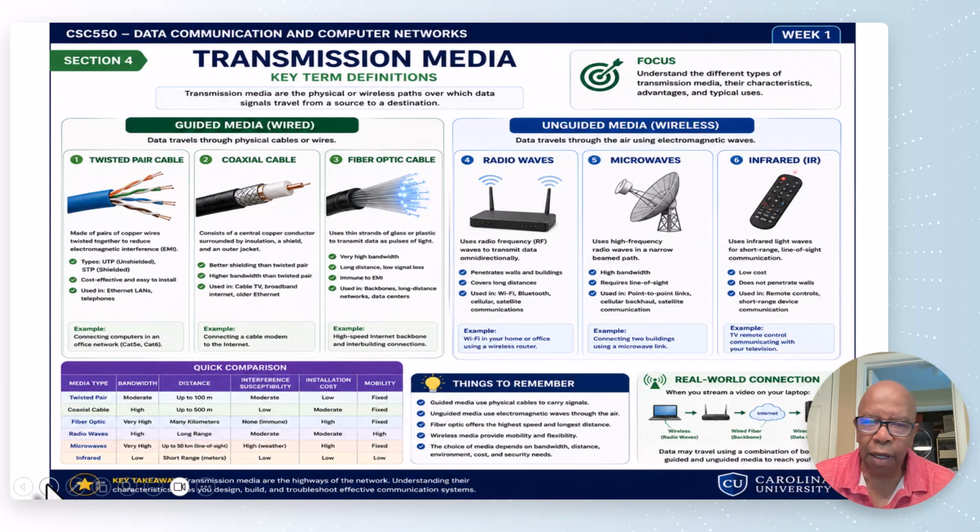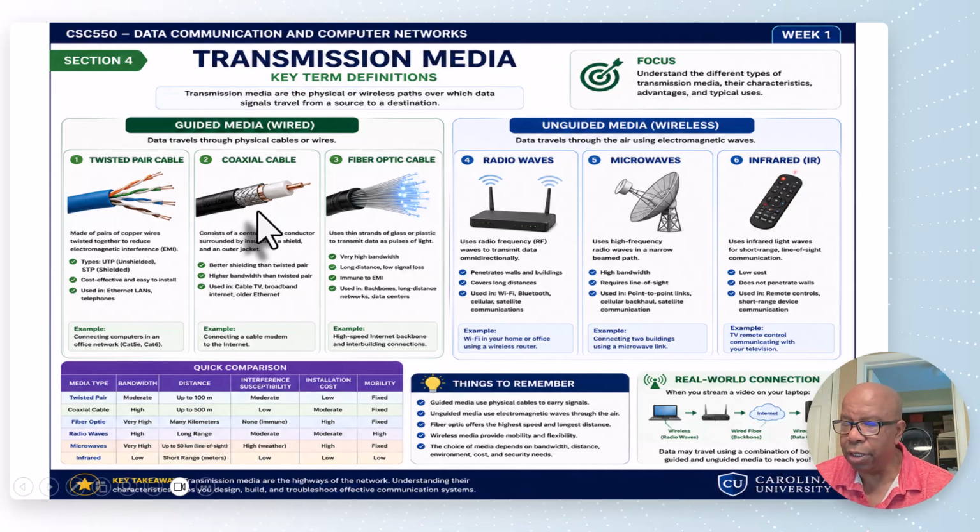Transmission media: this is how I physically transmit data from point A to point B, from the sender to the receiver. What are the methods I can use as a hard piece of media? What are my options for sending that information? We're going to talk about twisted pair. Definition-wise, it's made up of pairs of copper wires twisted together to reduce electromagnetic interference. Coax cable consists of a single central copper conductor surrounded by insulation, a shield, and then an outer layer.